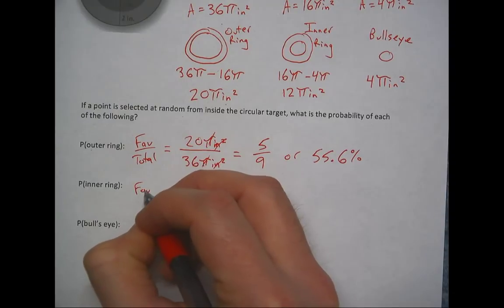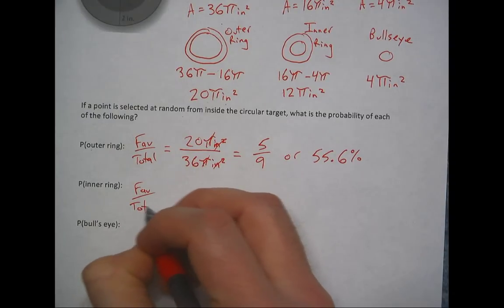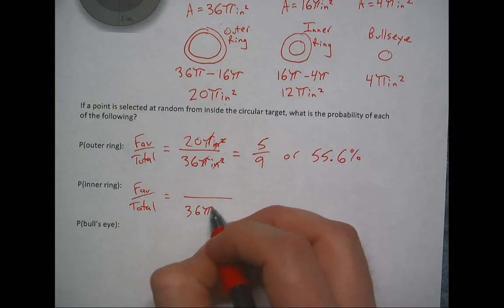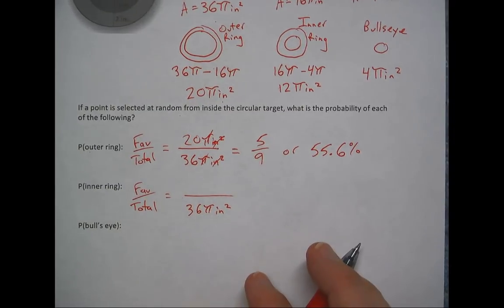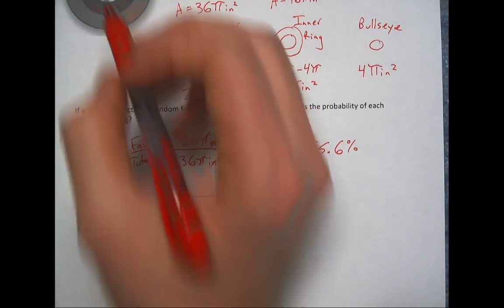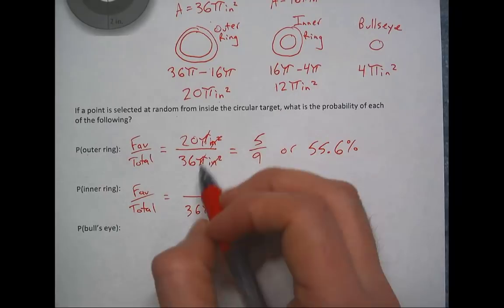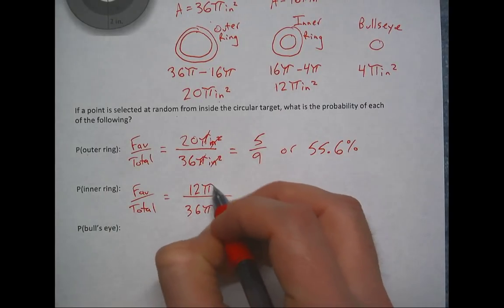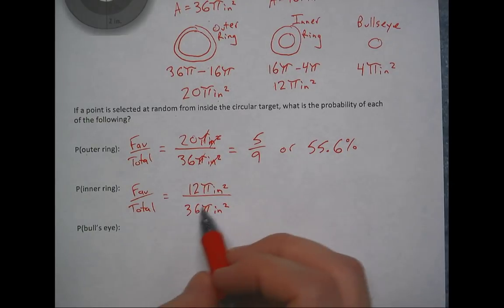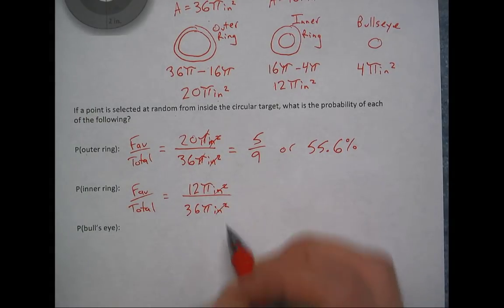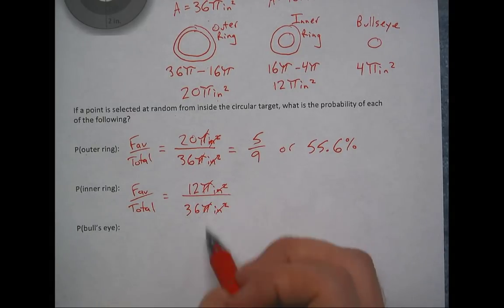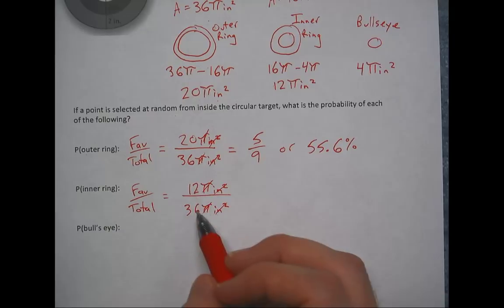All right, now we're going to find the probability of the inner ring. So again, you're putting your favorable outcomes over your total. So our total is not changing. It's 36 pi inches squared. The favorable outcome now is the inner ring. What's the probability of hitting this inner ring? Well, the inner ring is taking up 12 pi inches squared of space out of the total of 36. So when we set up this ratio, we can cancel anything that cancels. Inches squared, pi cancels. We have 12 over 36.